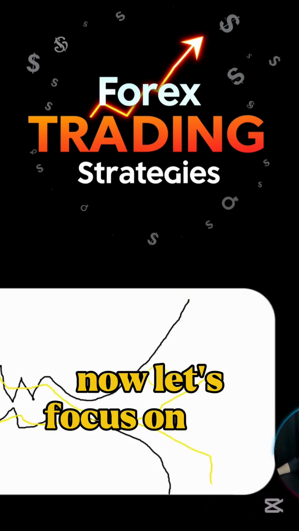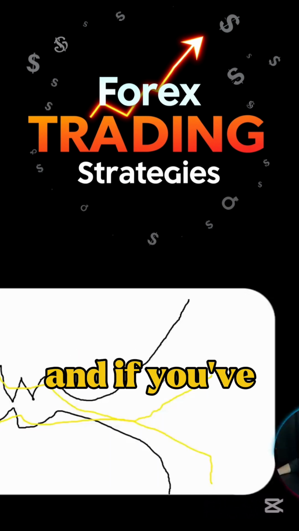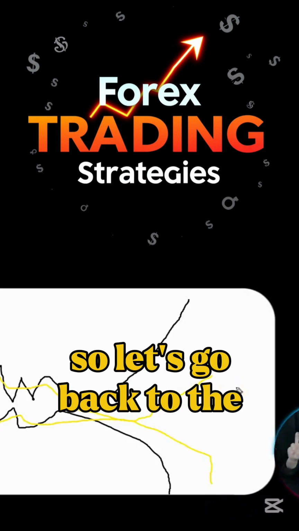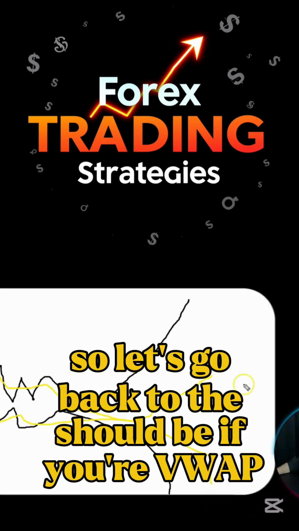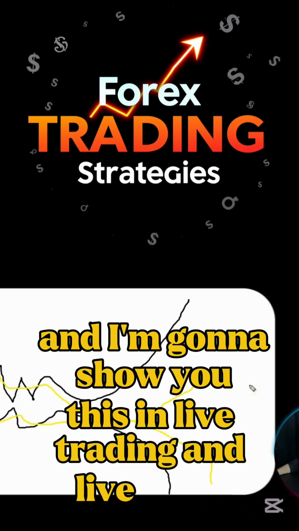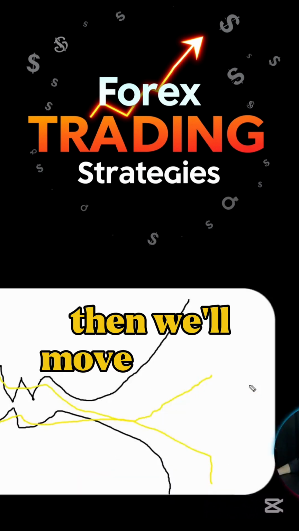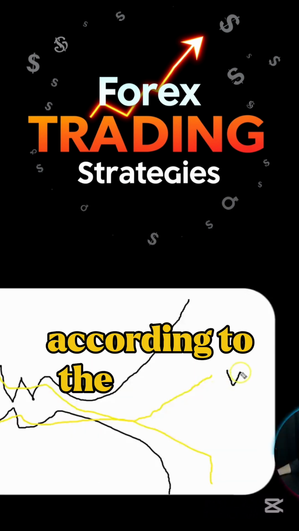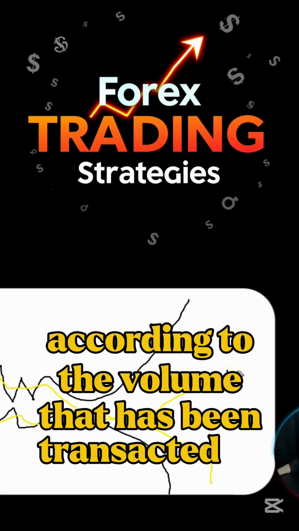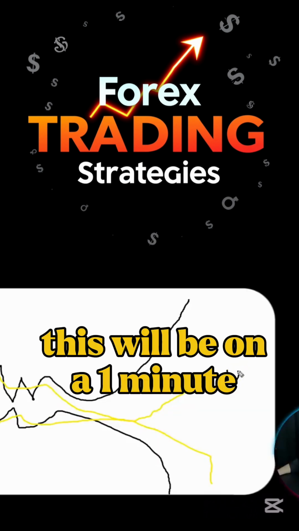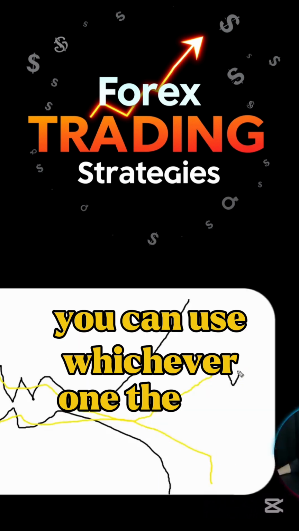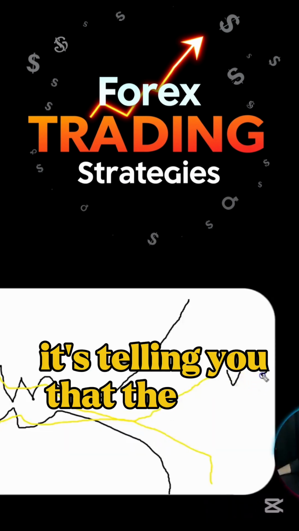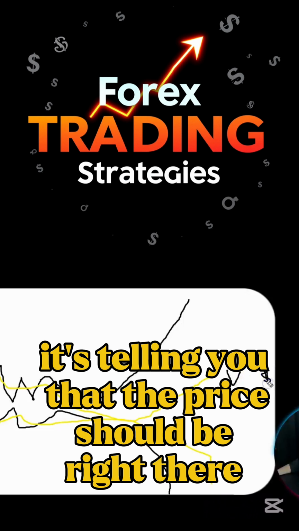Now, let's focus on this up move, because I'm sure you've seen this before, and if you've used the VWAP, you're going to run into this almost every single day. So let's go back to the should be. If your VWAP, and I'm going to show you this in live trading and live charts, so just try to follow me here, then we'll move into the good stuff. If the VWAP is sitting down here, according to the volume that has been transacted up to that point, this will be on a 1 minute or 5 minute chart, by the way. You can use whichever one. The formula is the same no matter what. It's telling you that the price should be right there.